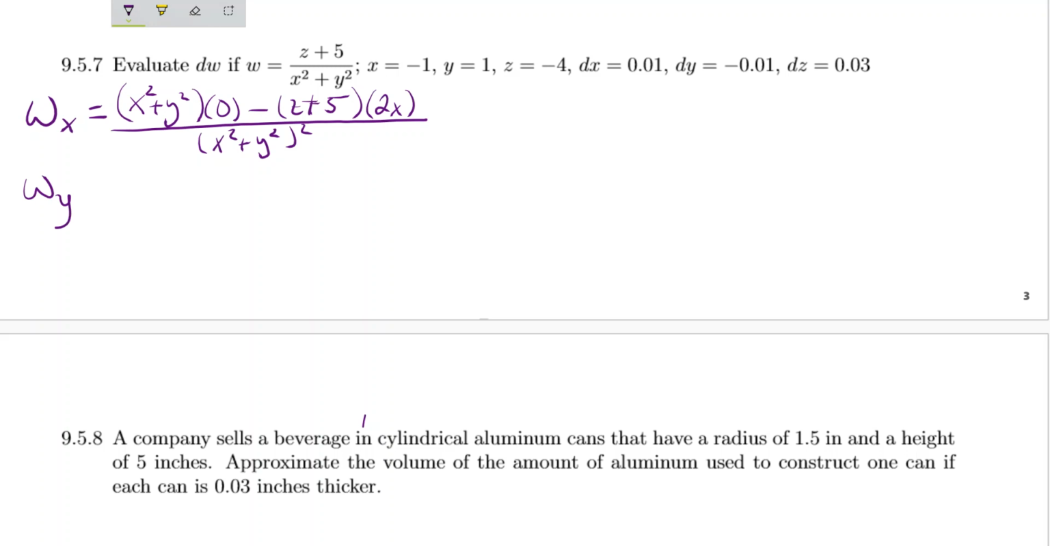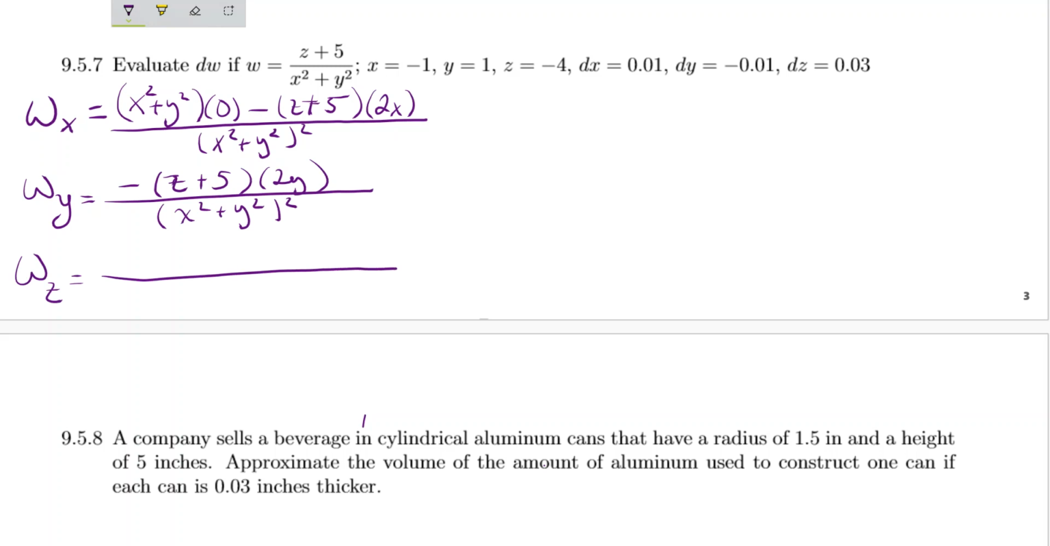Okay, now I got to do w with respect to y. So we're going to do the same thing. It's going to come out exactly the same, except it's going to have a 2y there, which is kind of fun. So I'm just going to write what this ends up being. So you end up with negative, that's a z plus 5, times 2y all over x squared plus y squared, squared. And then the only one that's going to look different is this dz. So this one I'm going to have to be careful, but they're all going to have the same denominator just because that is the quotient rule. You square the denominator and don't touch it.